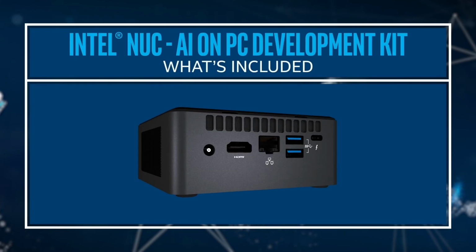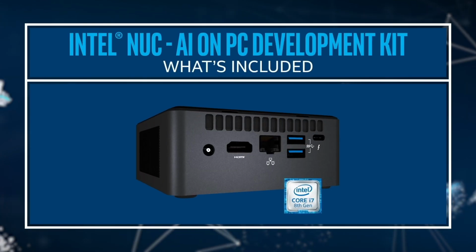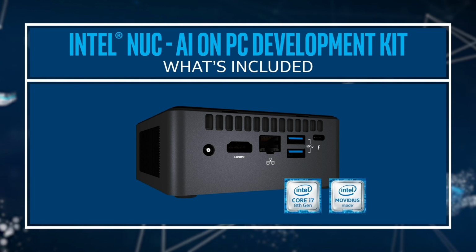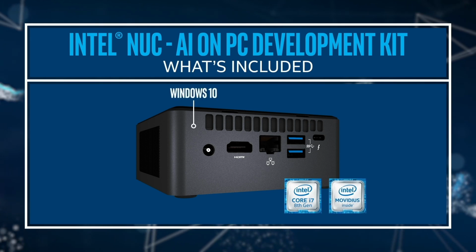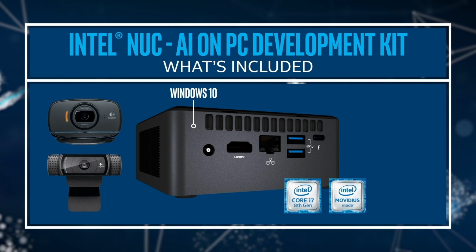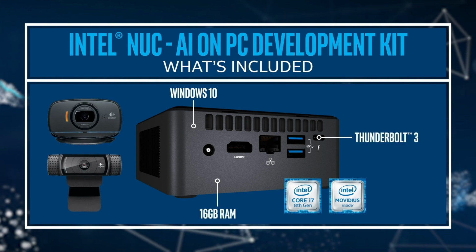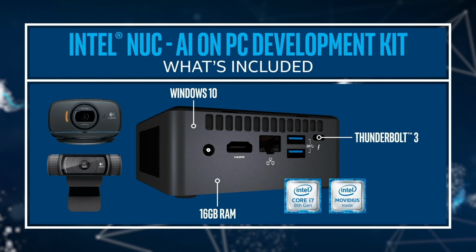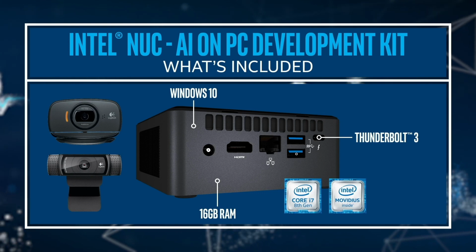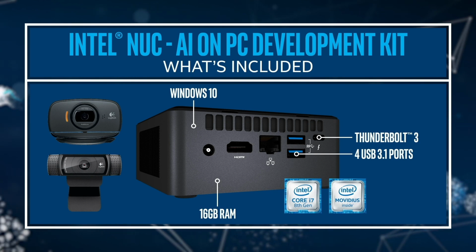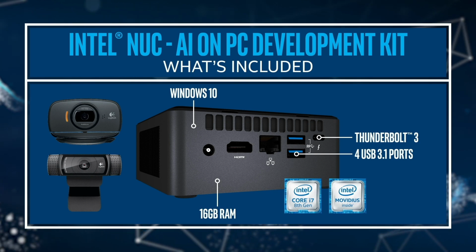This bundle comes with the Intel NUC with 8th generation Intel Core processors, the Intel Movidius Myriad X Vision processing unit with Windows 10, a couple of USB camera options to choose from, 16 GB of RAM, Thunderbolt 3 that supports up to 40 GB per second of data transfer, and 4 USB 3.1 ports to quickly move big media files around and connect to multiple peripherals.